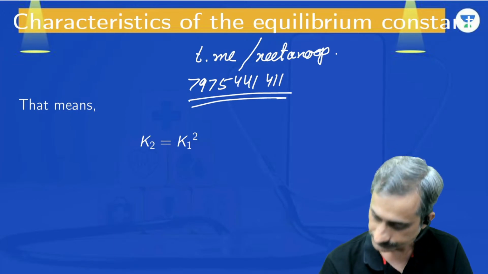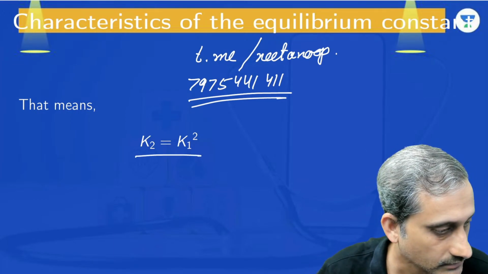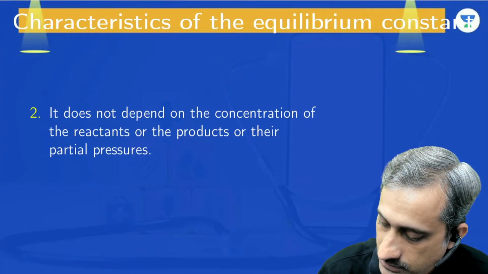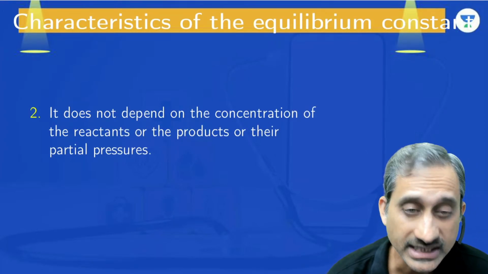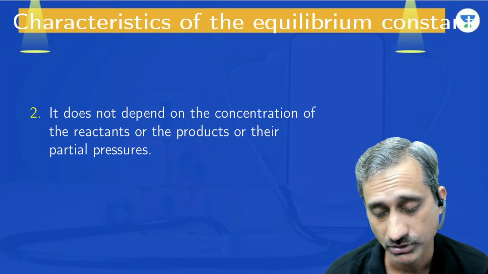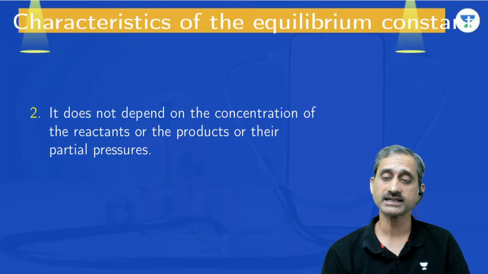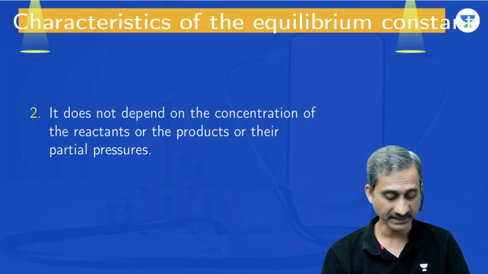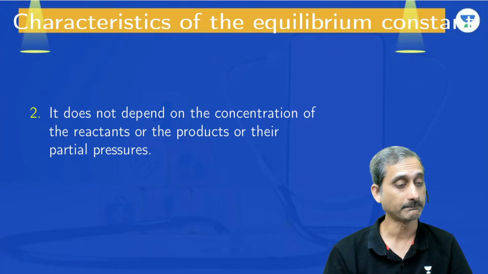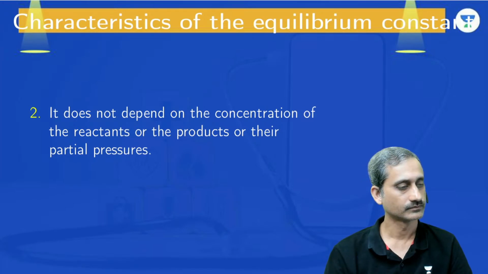Okay, so this is K2 is equal to K1 square. Second point, it does not depend on the concentration of the reactants or the products or their partial pressures. Clear? I just told you that these are used to determine the equilibrium constant. The equilibrium constant does not depend on them. Is it clear?